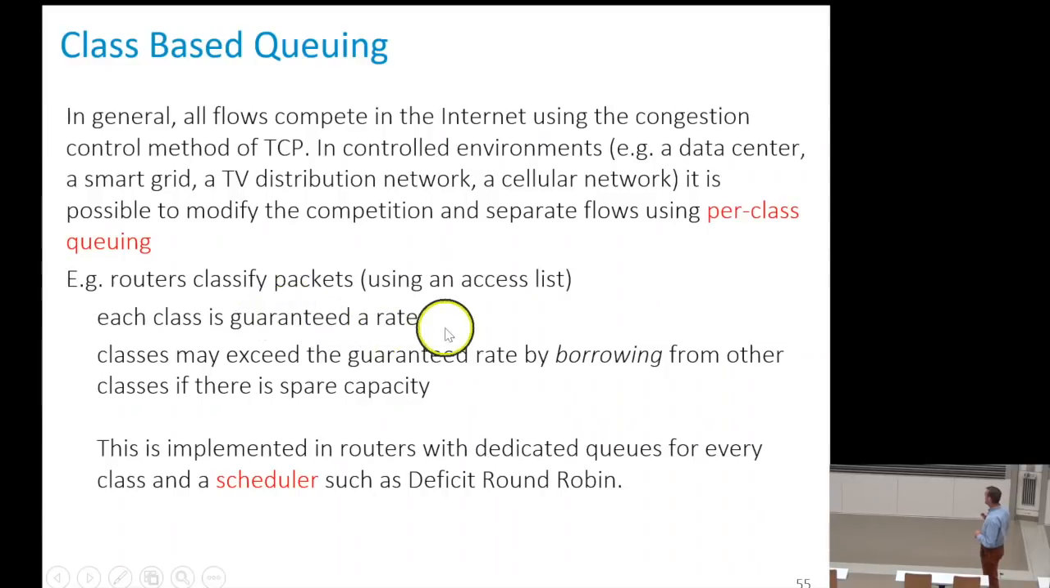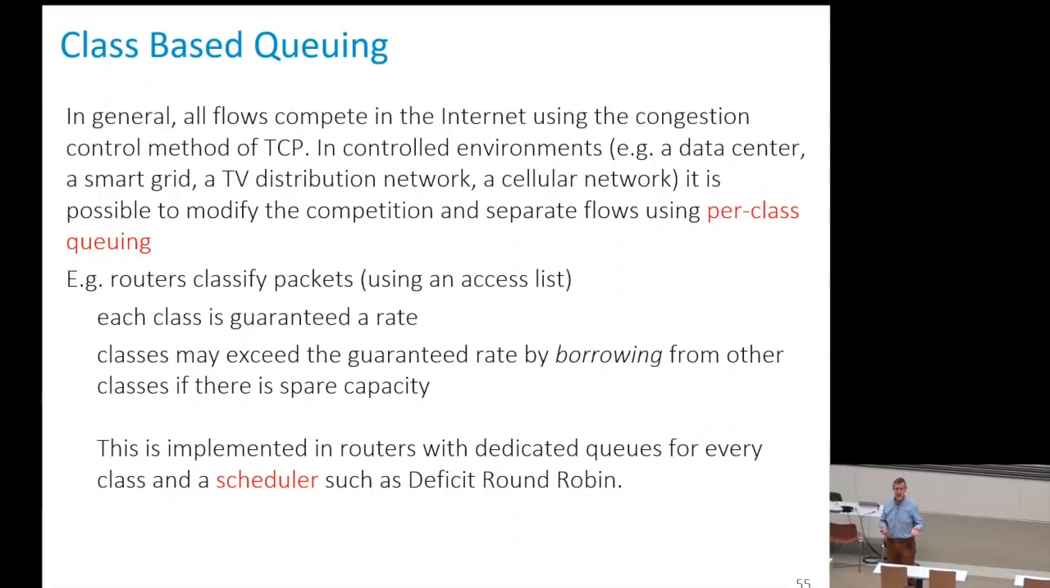Then each class is guaranteed a rate by implementing what is called a scheduler. An example of a scheduler is deficit round robin. There are hundreds of different schedulers. A very simple scheduler is a priority scheduler. You have class A and class B, and the priority scheduler works as follows. Whenever there is a packet of class A in the queue, serve it, which means packets of class B are served only when there is no packet of class A. That's a very simple scheduler that has too many drawbacks. It's not used in practice.